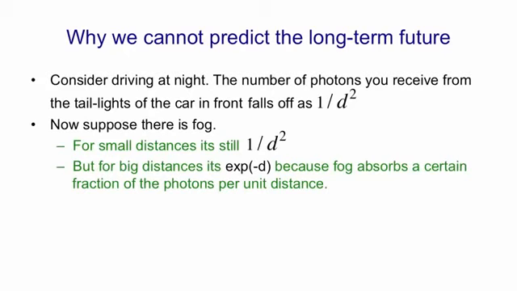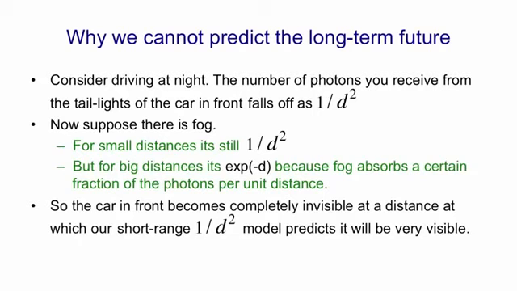So the car in front of us becomes completely invisible at a distance at which our short-range model, the 1 over d squared model, predicts it will be very visible. That causes people to drive into the back of cars in fog. It kills people. The development of technology is also typically exponential.